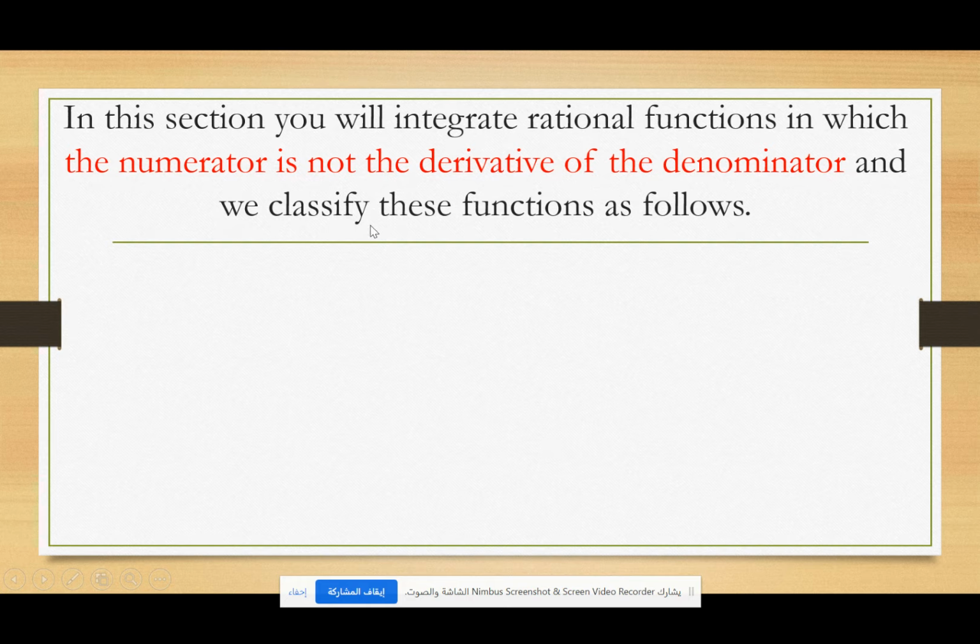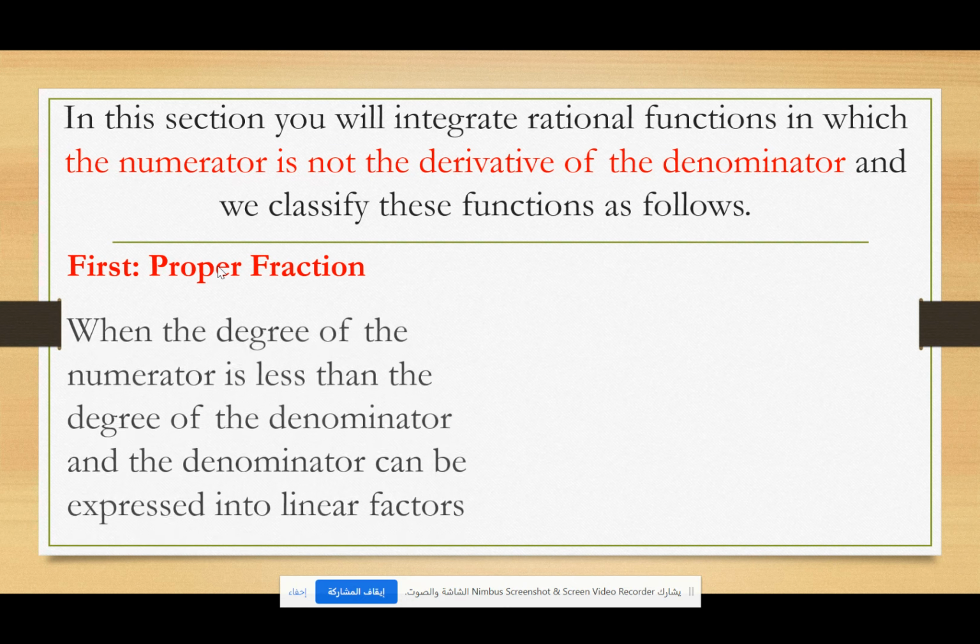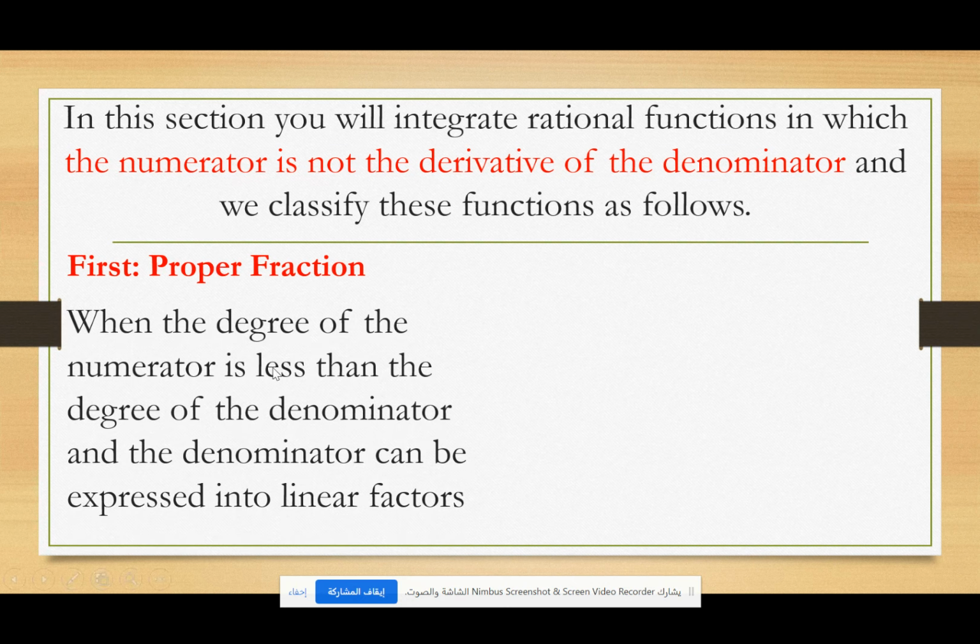In that case, we are going to classify these functions as follows. We're going to talk about them as two types of rational functions. The first type is the proper fraction, like when we have x over x squared minus 1. That means the degree of the numerator is less than the degree of the denominator, and the denominator can be expressed into linear factors. That means you are going to factorize the denominator to linear factors.